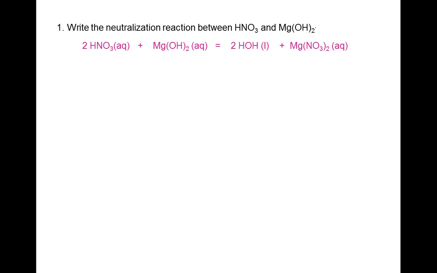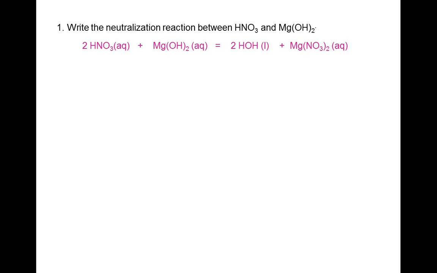Okay, is this what you got? Did you get that you needed a coefficient of 2 in front of the nitric acid, state of matter aqueous, with no coefficient, or the understood coefficient of 1, in front of the magnesium hydroxide, aqueous? Now I used an equal sign here. Know that I didn't mean to use that yield arrow. 2 moles of HOH, which is water, which is a liquid, and then 1 mole of magnesium nitrate. All right, that was step number 1.